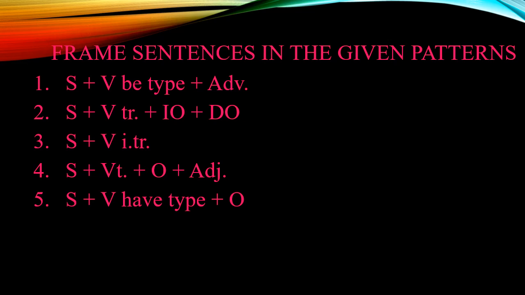Okay, then the fourth you have subject plus verb transitive plus object and then plus adjective. That is, this adjective, it is following the object and it would qualify the object. So for example, the manager appointed him clerk. Now him is the object and clerk is an adjective which is qualifying the object.